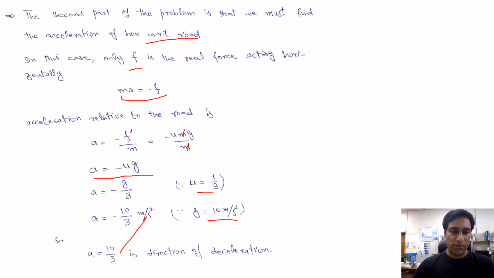This is the unit. It is in the direction of deceleration, and you can see here it should be a negative value. Yeah, so this is all about problem 5.5.